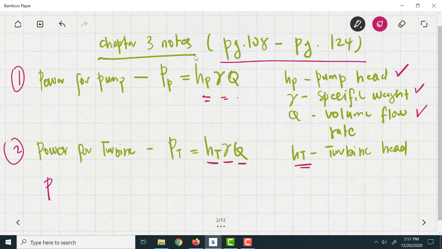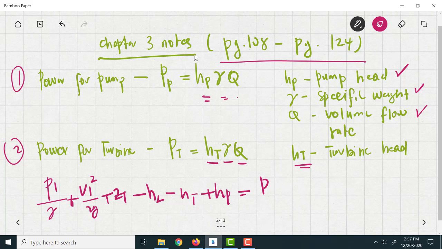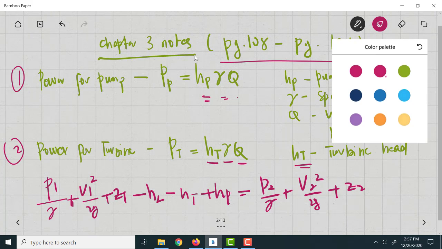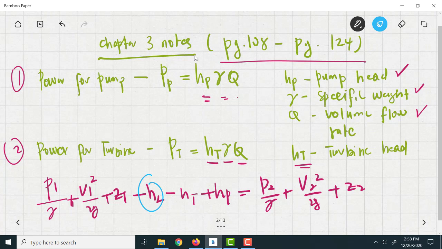So what is the energy equation? We know the energy equation: P1 over gamma plus V1 square over 2G plus Z1, minus HL total loss, minus HT plus HP from pump, equal to P2 over gamma plus V2 square over 2G plus Z2. So HP and HT come from this energy equation. You must remember we have two other additional equations in this chapter 4, flow in pipe.